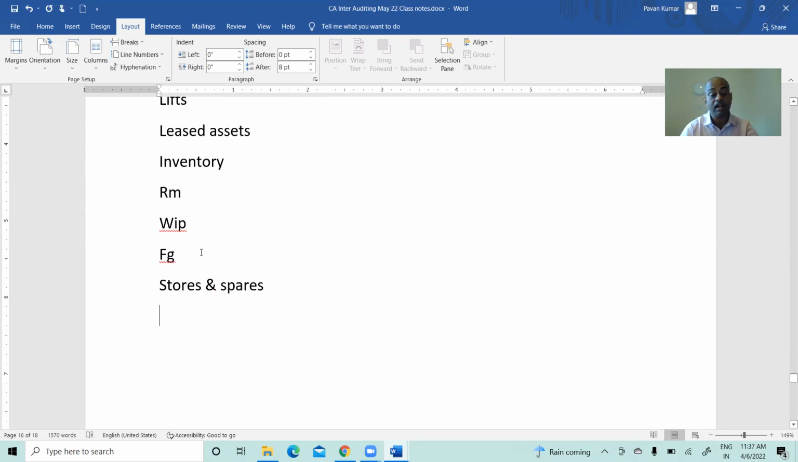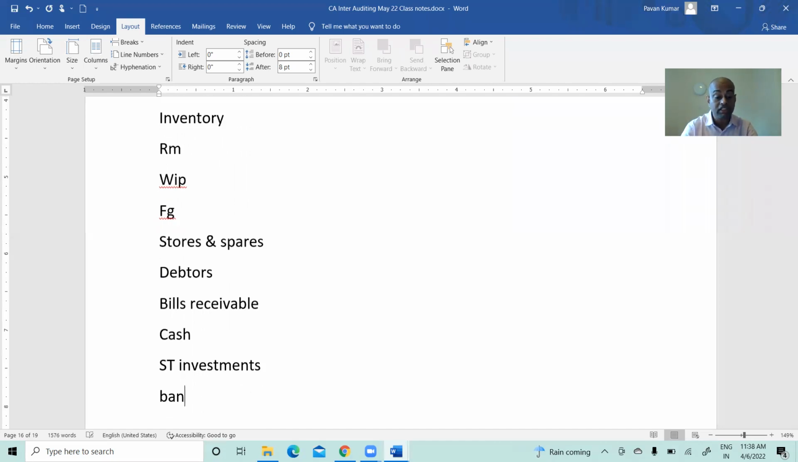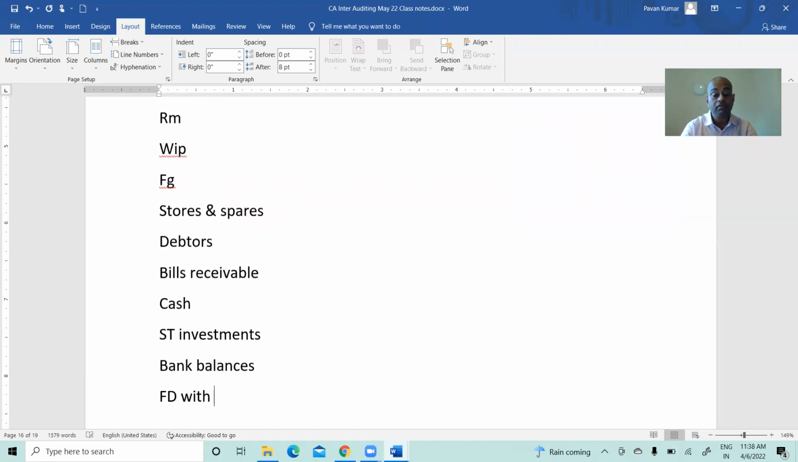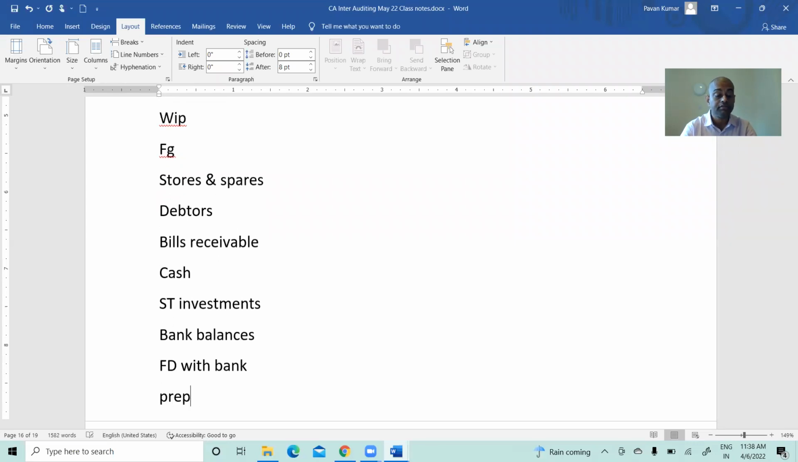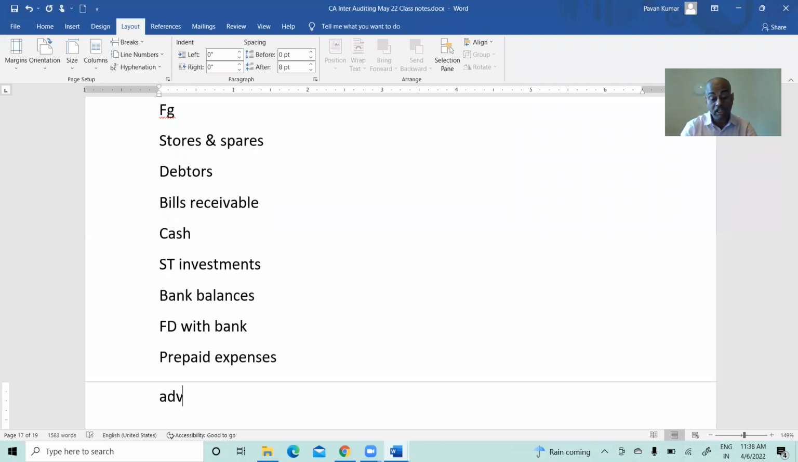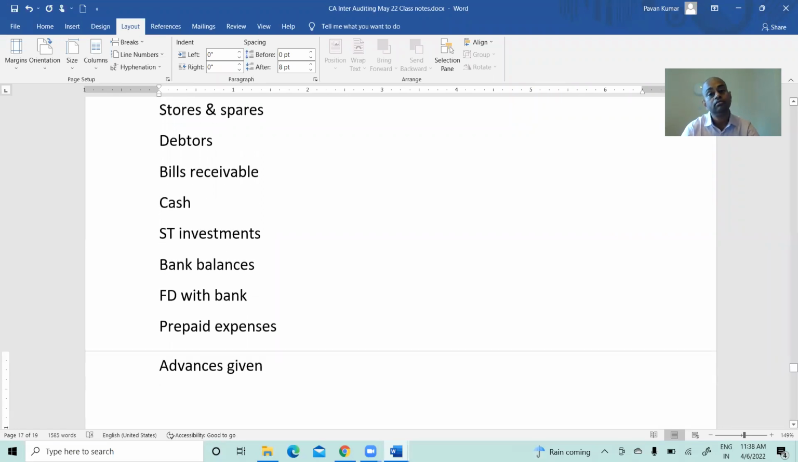Then under current assets, we have written inventory, then debtors. After that, bills receivable, cash and cash equivalents, short-term investments, and we have not written long-term investments above. Bank balances, fixed deposits with bank, prepaid expenses, advances given. Then, anything else is there?